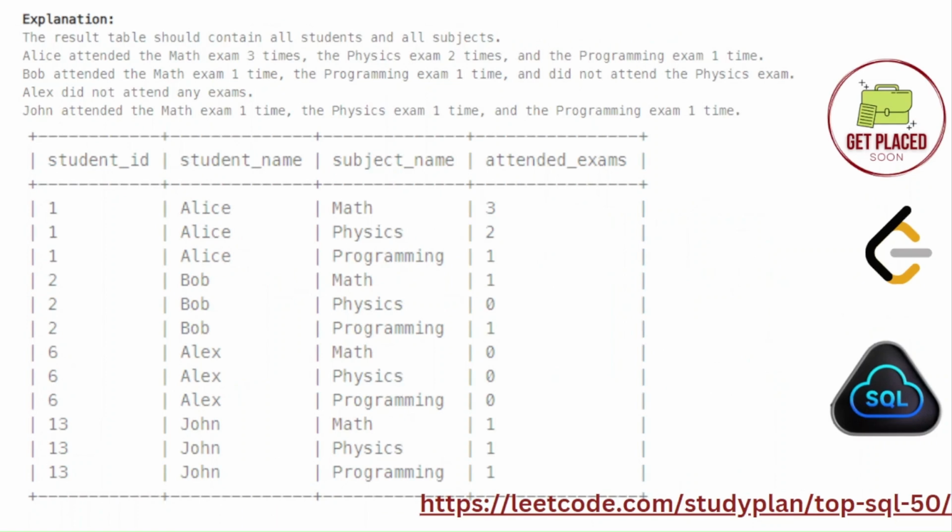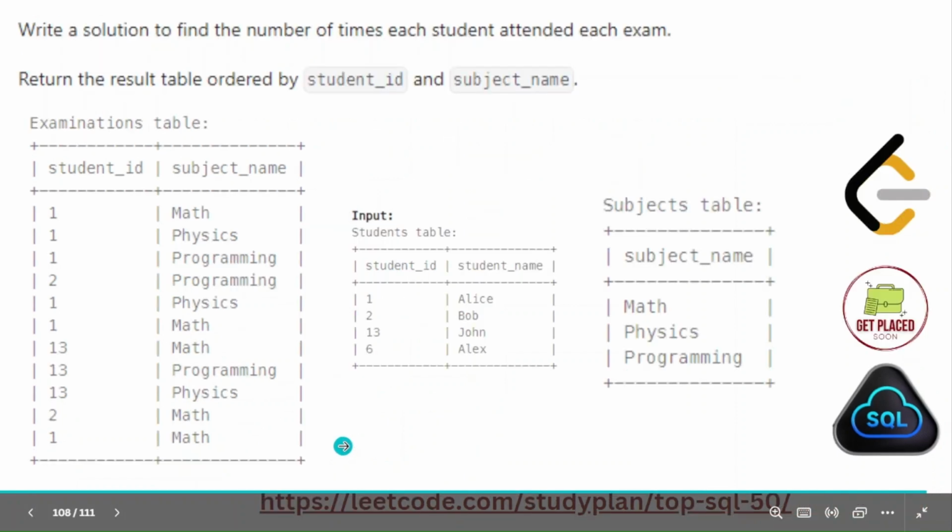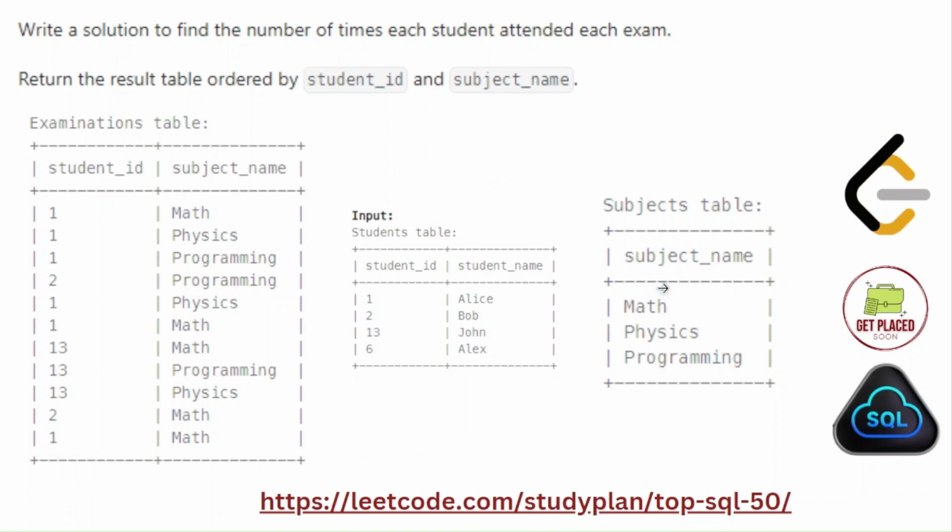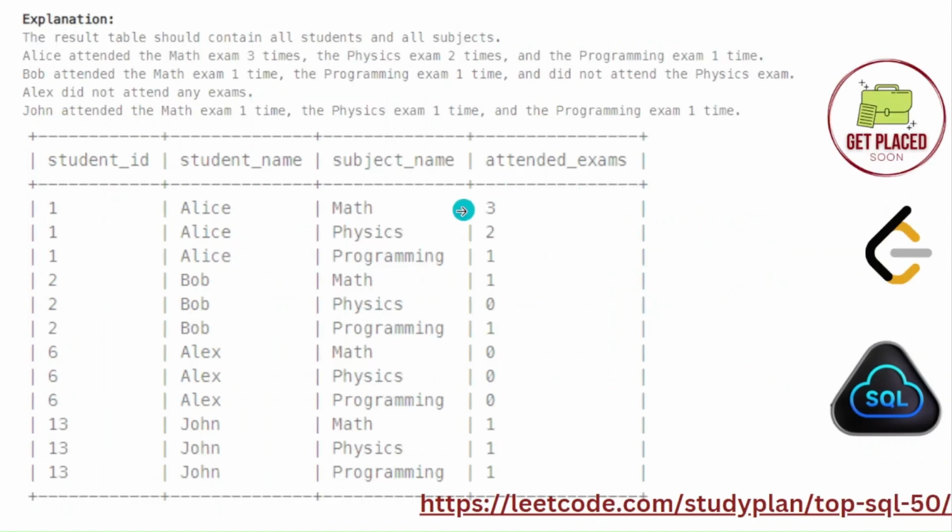So the result table should be like this about all the students. About the first student with all the subjects, second ID student with all the subjects, 6th ID student with all the subjects, 13th ID student with all the subjects. So basically what we are doing is we are cross joining student table and subject table. Okay. After that, the second thing we are supposed to do is you need to count number of times they attended the exam. Here you can see Alex did not attend any exam. So Alex maths is 0, physics 0, programming 0. Earlier we counted Alice attended math exam 3 times, like that. We need to count the number of times they gave the particular subject.